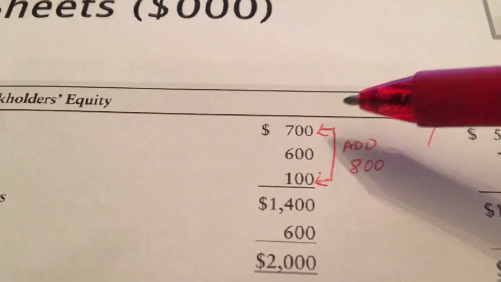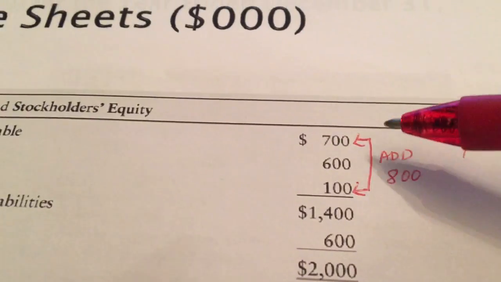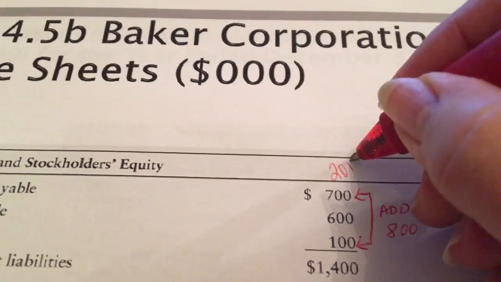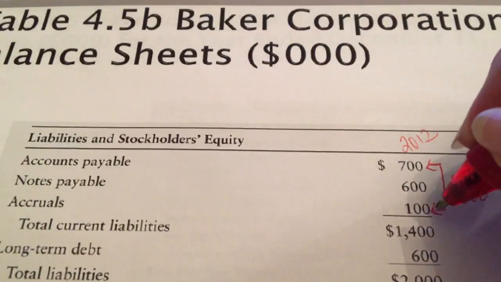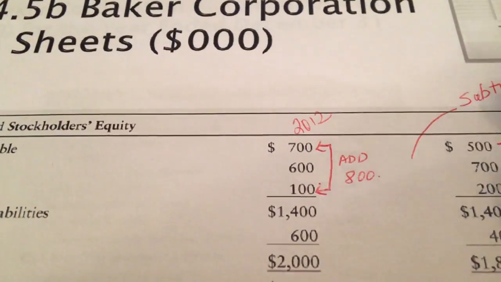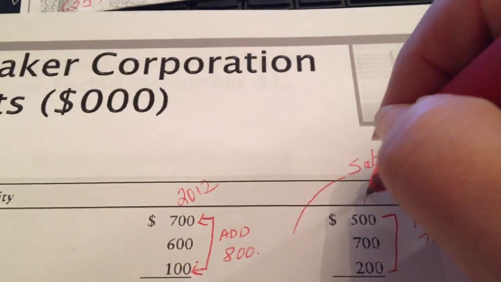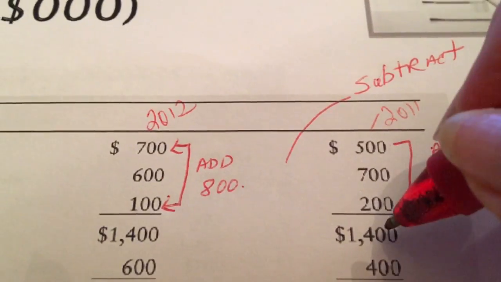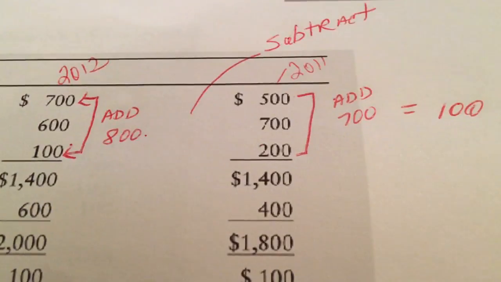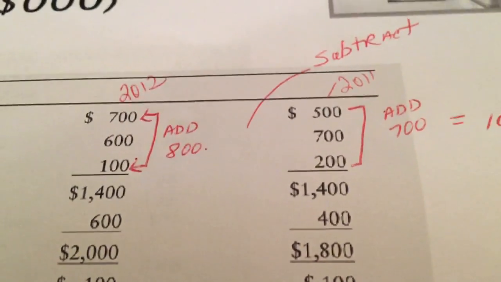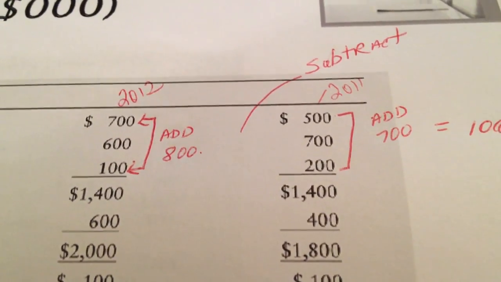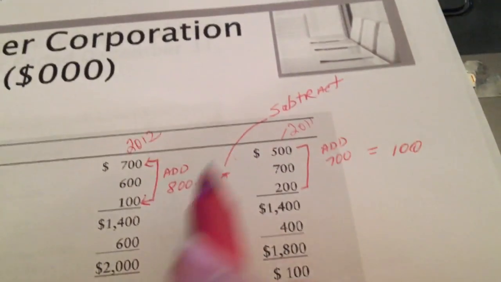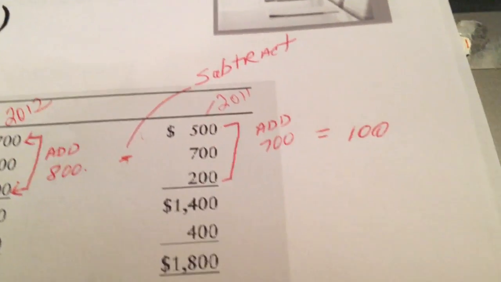Now, what you want to do is take and add those two numbers. This one is for 2012. So the 700 on accounts payable plus the accrual would be 800. And then for 2011, you have 500 plus 200, which is 700. Once you've added them, then you want to subtract those two numbers. 800 minus 700 is 100.